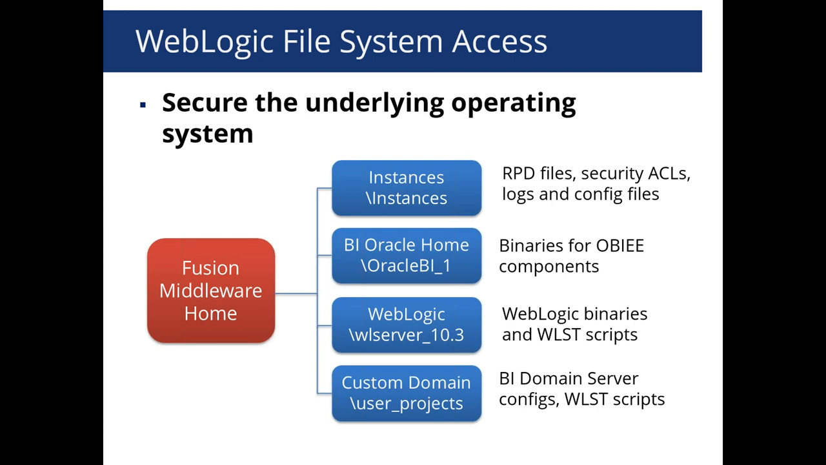as well as for security purposes. Literally anything, if you have full access to the file system, you certainly have full access to manipulate anything within OBIEE. So in the blue there we have the primary directories that are underneath the Fusion Middleware home, and we've called out in the text there what is in there. For example, the RPD files would be in your /instances, as well as some of the key security access control lists.